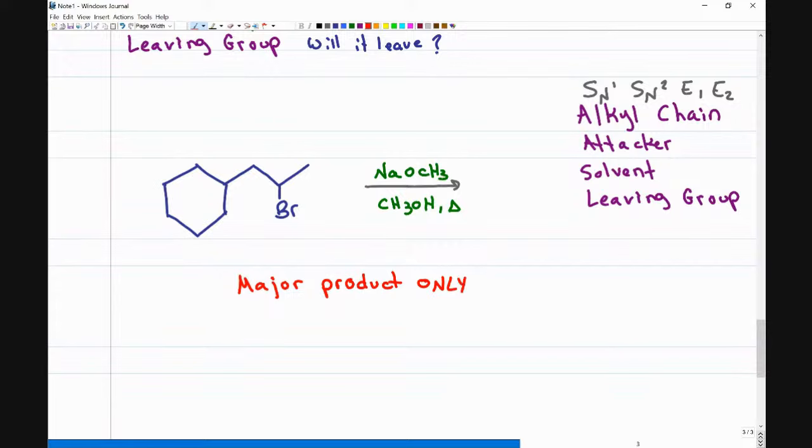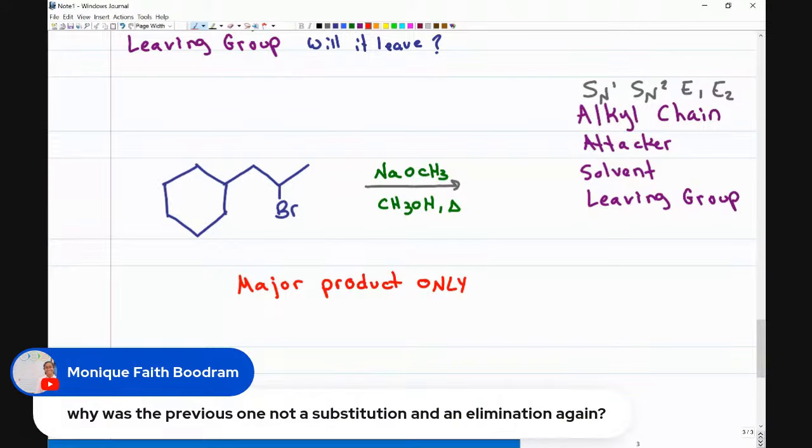So if your professor asks for just one, you could draw all of the different products, or I'll show you a shortcut that will help you find just the major product. So let me know in the comments if you consider this one easy, medium, or tricky, and if you want to learn my shortcut. But first, we have a question.